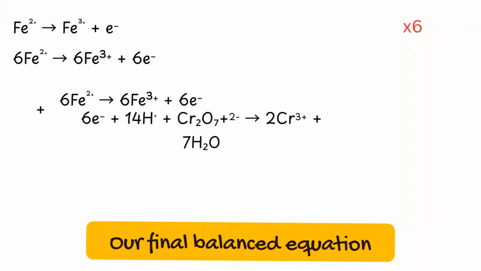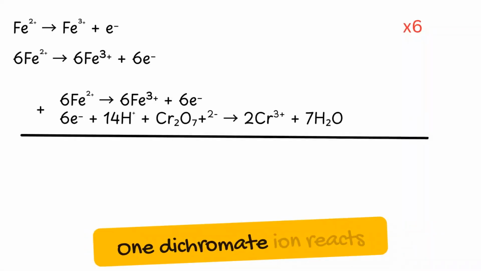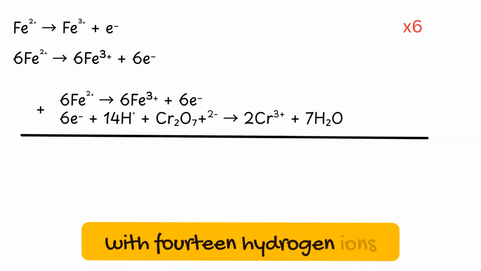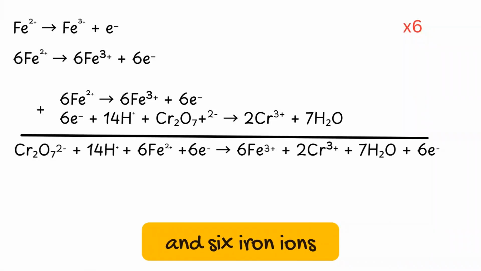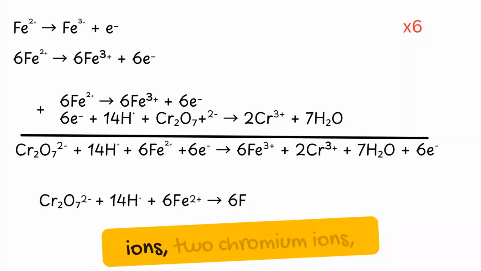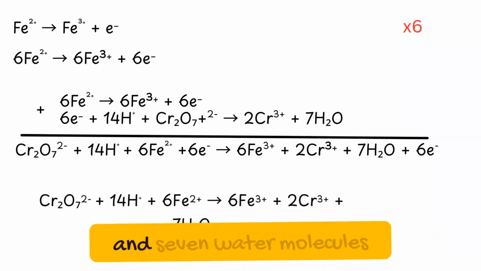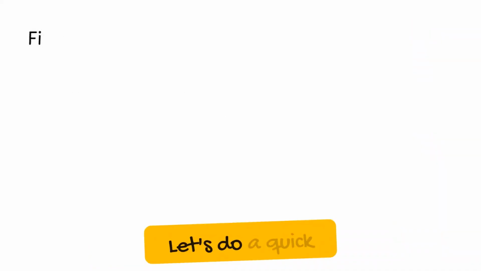Our final balanced equation is then 1 dichromate ion reacts with 14 hydrogen ions and 6 iron 2 ions to produce 6 iron 3 ions, 2 chromium 3 ions, and 7 water molecules. Let's do a quick check to confirm that both mass and charge are balanced.